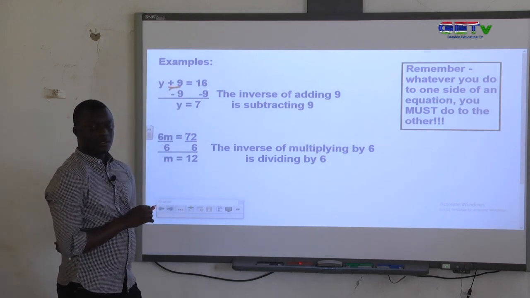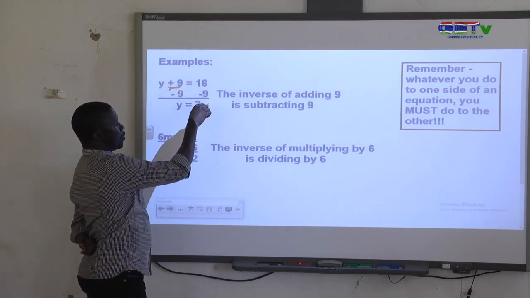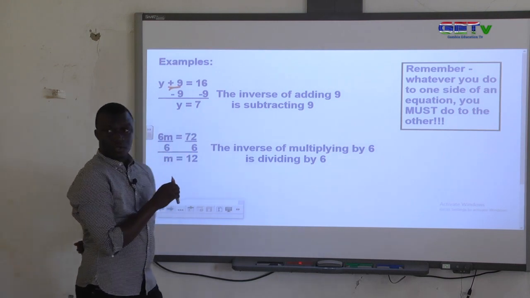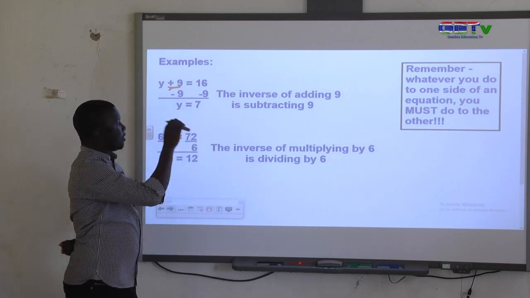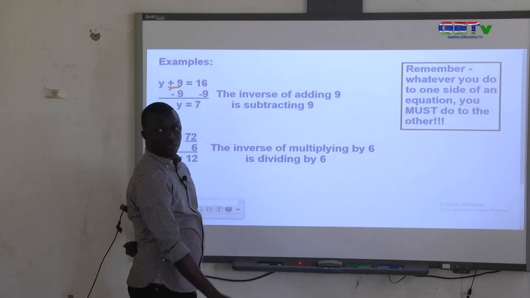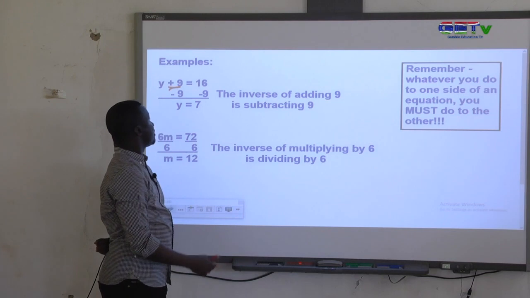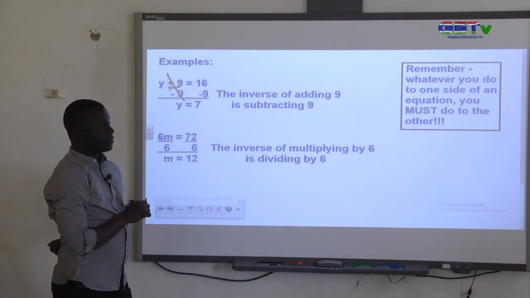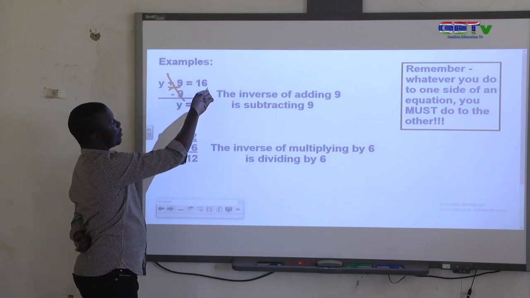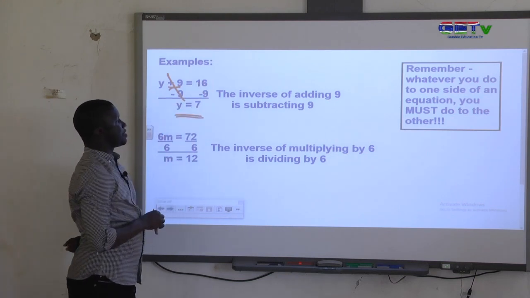Minus 9. So in subtracting 9 from both sides, remember we must do justice to both sides. Whatever we do on one side, we must do onto the other side. So this undoes the 9. We have y equals 16 minus 9, which is 7.